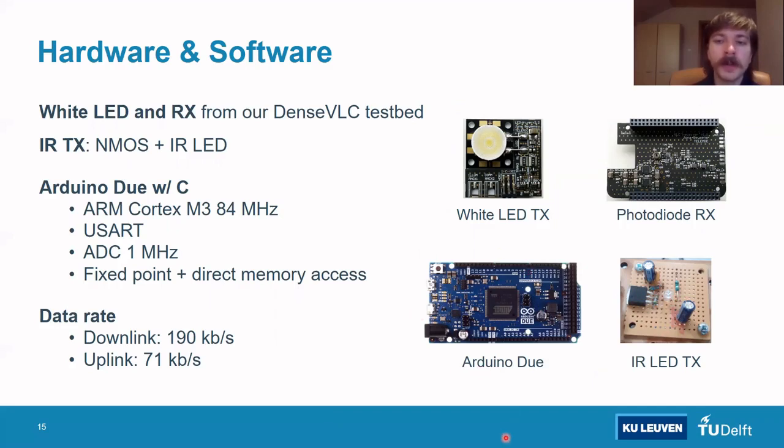implemented in C. We use the onboard USART controller for modulating the on-off keyed signal, and we use the onboard ADC for demodulating the received signal. Additionally, we use other optimization techniques such as fixed point and direct memory access to enable real-time execution. Using these techniques, we achieve a data rate of 190 kilobits per second on the downlink and 71 kilobits per second on the uplink. This is comparable to the state of the art.